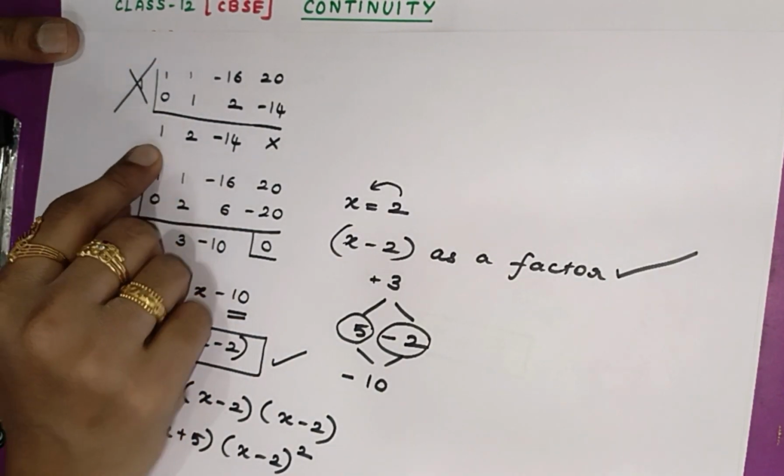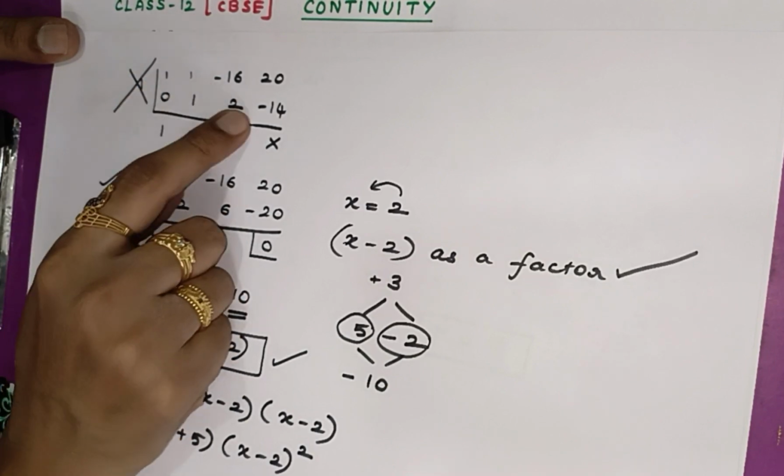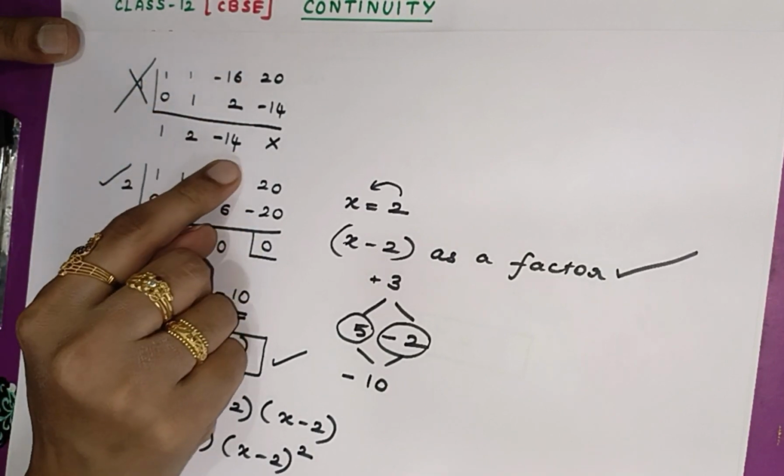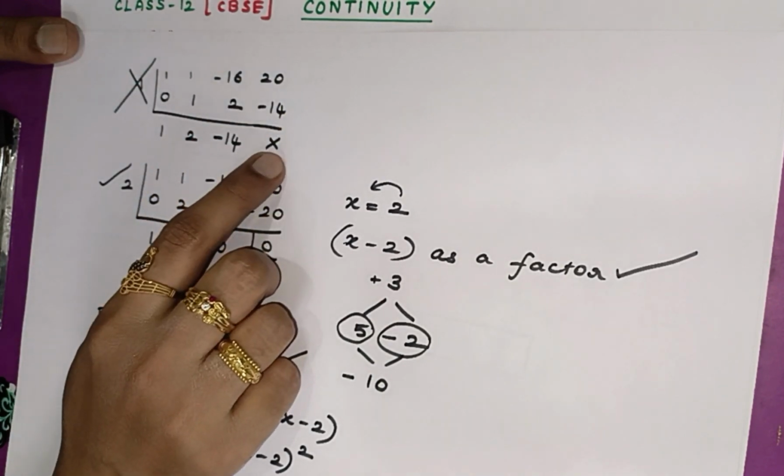1 plus 0 is 1. 1 into 1 is 1. 1 plus 1 is 2. 2 ones are 2. Opposite signs subtract, so -14. -14 into 1 is -14. But we couldn't get the result as 0.